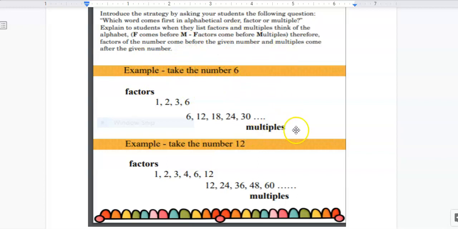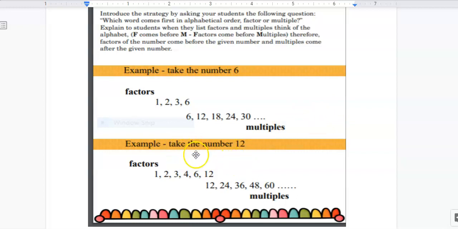And when you're doing the multiples, you're multiplying everything by 6. So 1 multiplied by 6 is 6. 6 multiplied by 2 is 12. 6 multiplied by 3 is 18. 6 multiplied by 4 is 24. 6 multiplied by 5 is 30. And we can keep going, right, kiddos? 6 multiplied by 6, 36. 6 multiplied by 7, 42. And it keeps going and going and going with the multiples.